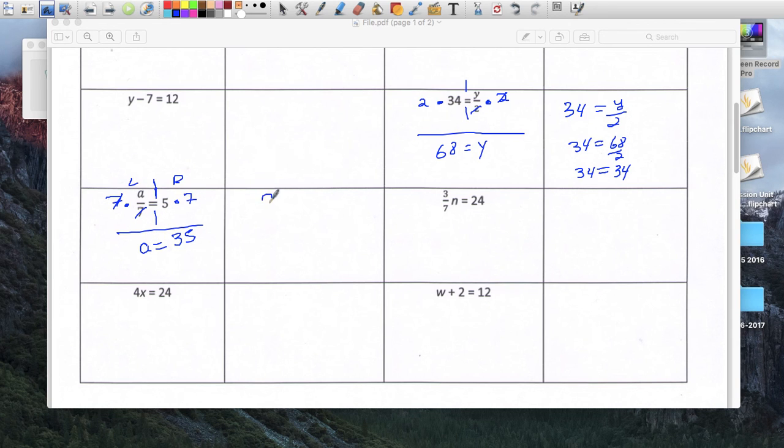To check, a over 7 equals 5. I'm going to substitute the a with 35. 35 over 7 equals 5. And 35 over 7 is indeed 5, which equals 5 on the other side.